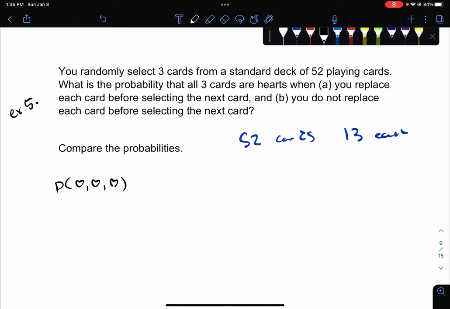All right, so if I replace them, if I put the heart back, the chances of getting a heart the first time is 13 out of 52. The chances of getting a heart the second time, I put that heart back. So there's still 13 hearts and there's still 52 total cards. The third time, I also put the heart back. So there's still 13 hearts out of 52 total, which simplifies to 1/4 times 1/4 times 1/4, which is going to be what?